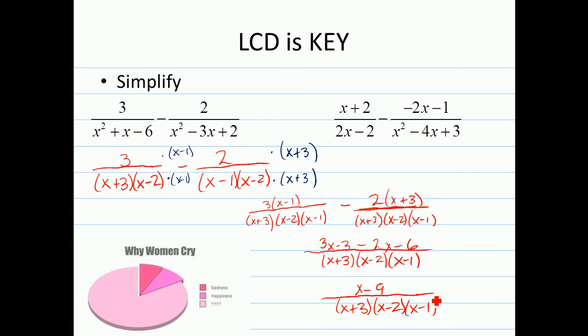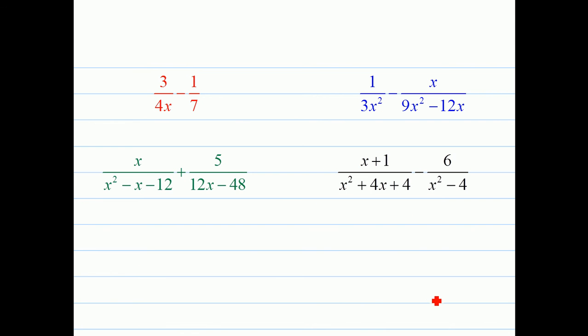It's not that bad. It'll probably just take a little getting used to. I'll do one more and we can go from there. Let's actually do this one. Well, that gives you an idea. I'll start this one and I'll let you guys finish it. If I'm factoring this, that's x plus 1 over x plus 2 squared. That's what that looks like. Minus 6 over x plus 2, x minus 2.